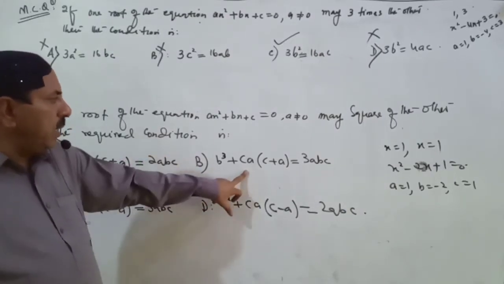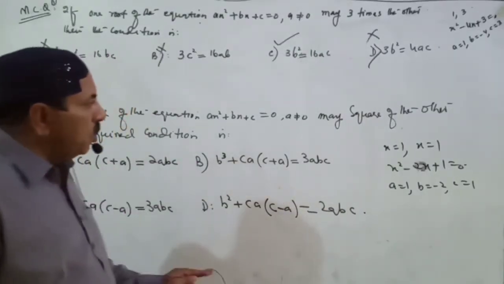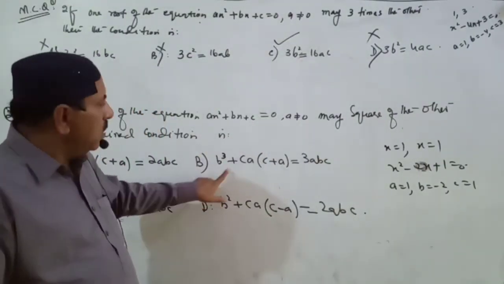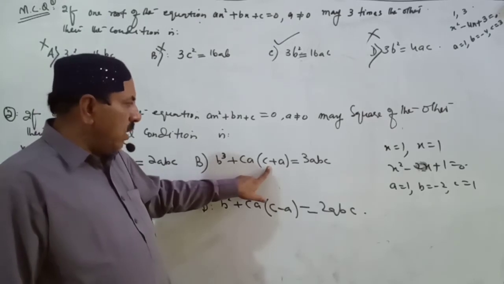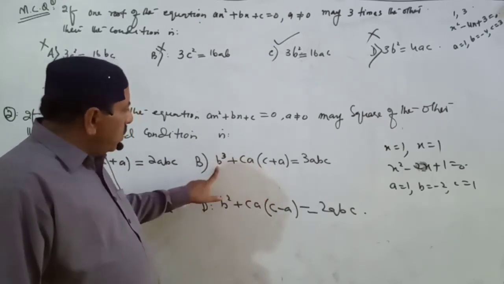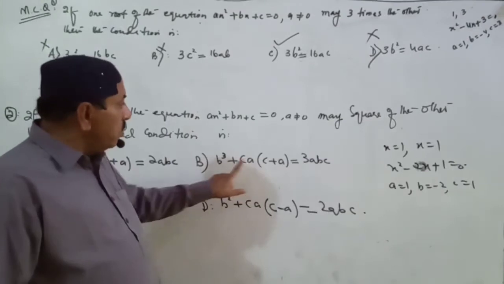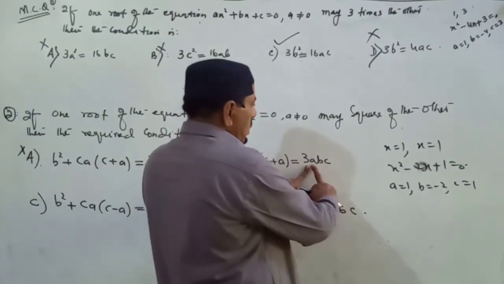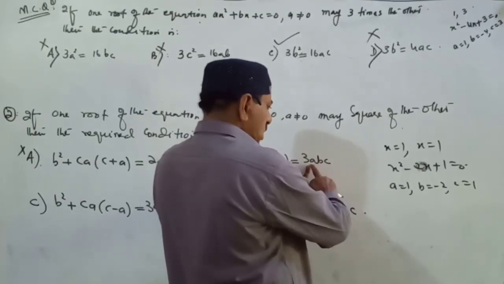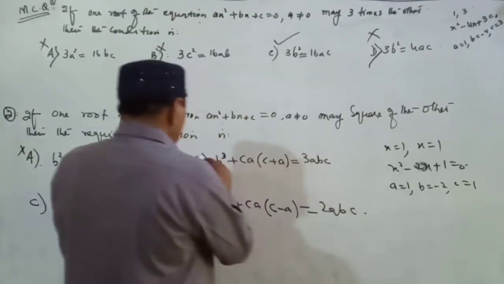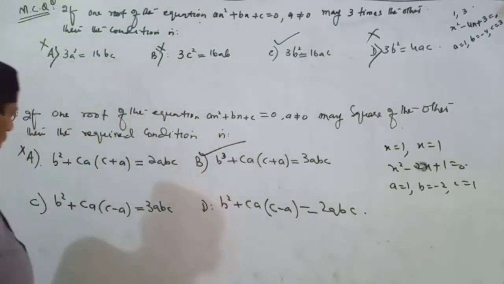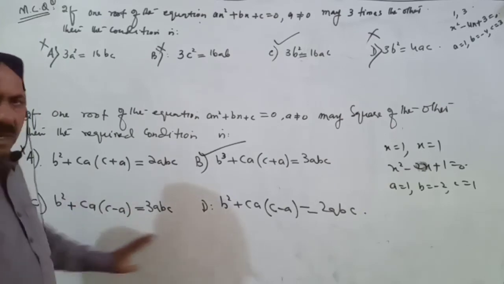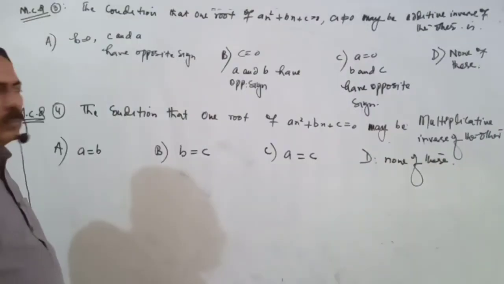b cube c plus a is equal to 3abc. b cube means -2 cube, -2 cube means -8. c plus a, 1 plus 1, 2, times 1, 2. b cube means -8 plus 2, -6. -6 is equal to -6. 3a into 1, 3, b is -2, into 3, -6, -6 into 1. So this is the correct option. b square or b square, when we substitute the value of abc here, they will not be equal to each other. So this is the correct option.